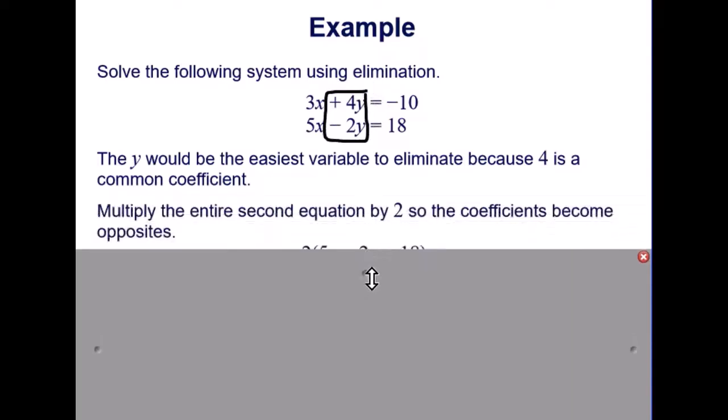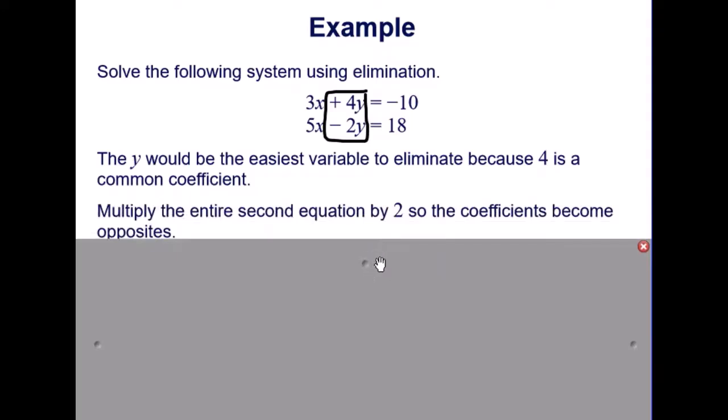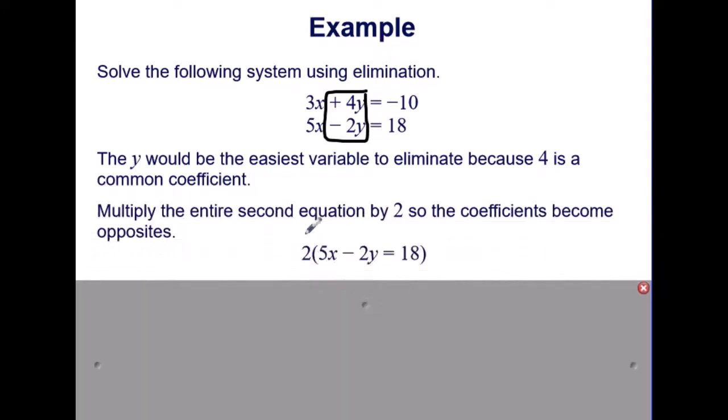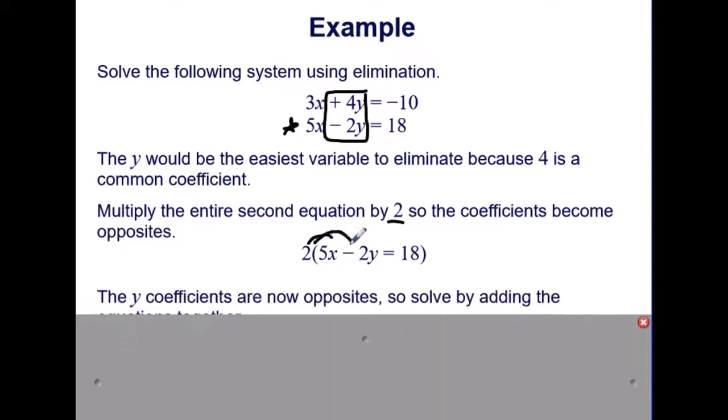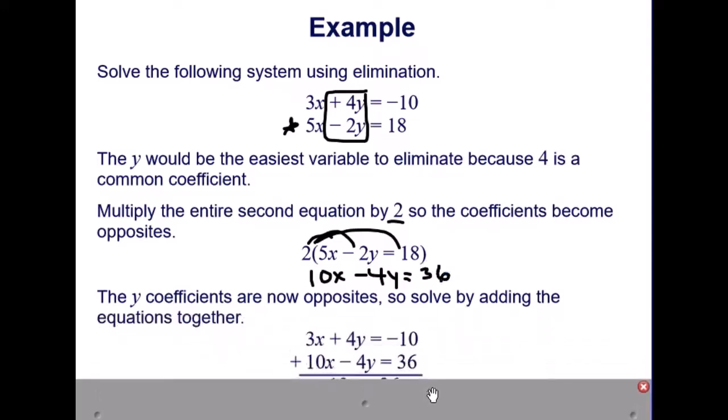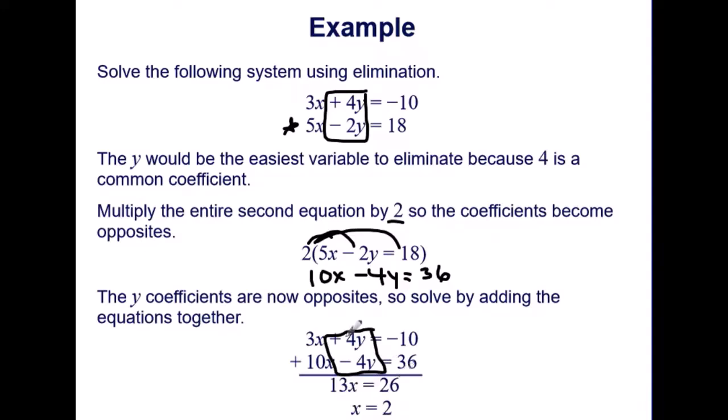Multiplying the entire second equation by 2 will make the coefficients become opposite. So if we take the second equation, 5x minus 2y equals 18, and multiply by 2, that will give us 10x minus 4y equals 36. So now together, we have our opposite coefficients, 4y and negative 4y. So we can add them together to eliminate and get 13x equals 26 and x equals 2.